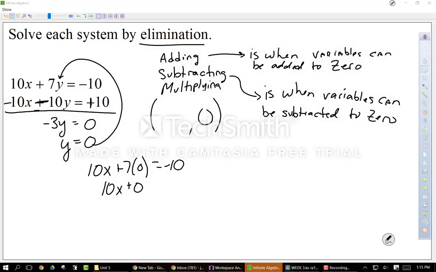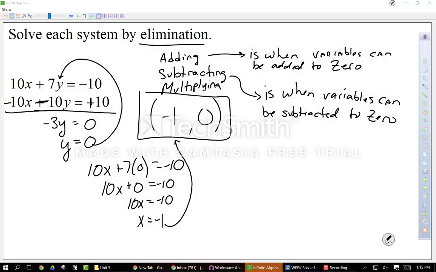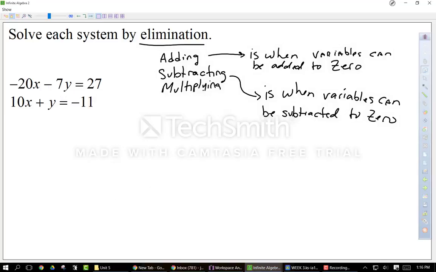10x plus 0 equals negative 10. So 10x equals negative 10. So x equals negative 1. That's my x value of my answer. Negative 1, comma, 0. Let's look on this particular problem.